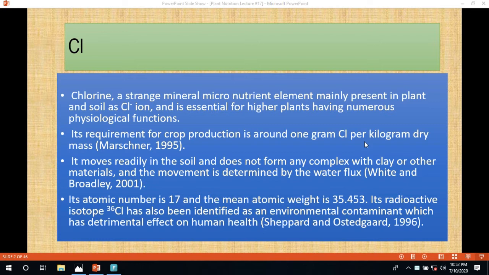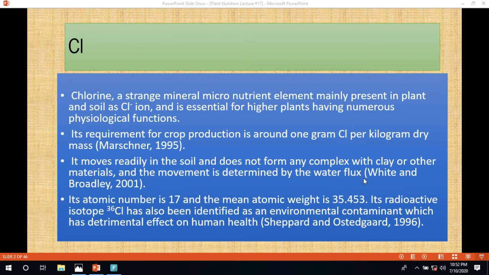Chlorine is a strange mineral nutrient, a micronutrient element, mainly present in plant and soil as chloride ion, and it is essential for higher plants, having numerous physiological functions. Its requirement for crop production is around 1 gram per kilogram dry matter. It moves readily in the soil and does not form any complex with the clay or other materials, and the movement is determined by the water flux.